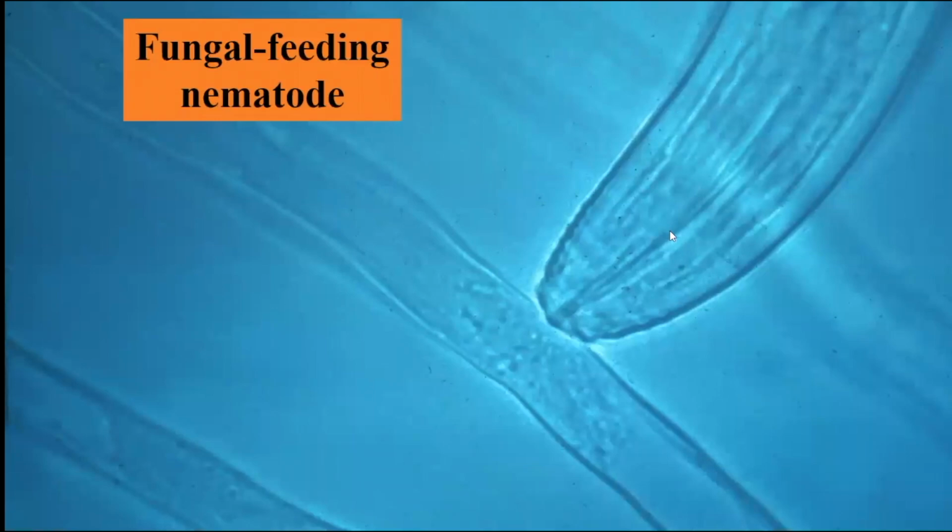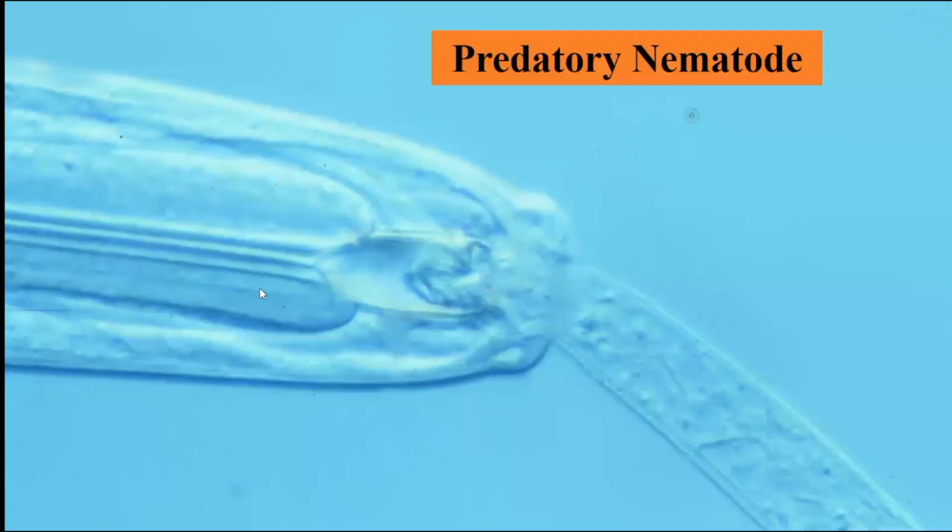Here's a fungal feeding nematode. There's a spear right there. And it uses that spear to push its way into the fungal hypha, and then it's suckered up and sucks out all of the cytoplasm inside that fungal hypha. And then this fungal feeding nematode is going to go off and find another fungus and another fungus, and help to keep the fungi in control.